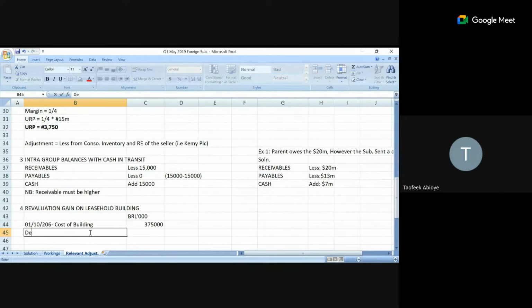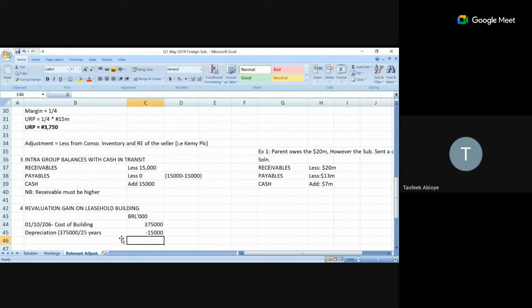So now let's calculate our depreciation. Our depreciation is how much? It will be 375,000 divided by 25 years. When we press our calculator, it's going to give us 15,000. So our depreciation is going to give us 15,000. Am I right? Yes. Our depreciation is 15,000.